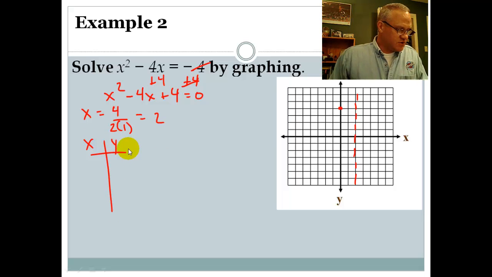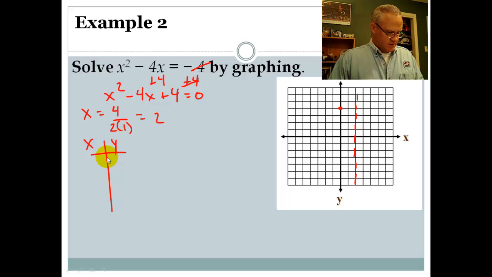So again, I'm going to go to the y equals button, I'm going to plug in x squared minus 4x, and this time it's going to be plus 4. Second function table. Now remember, 2 is our axis of symmetry, so we want to find the points that are on kind of both sides of this for our table over here.